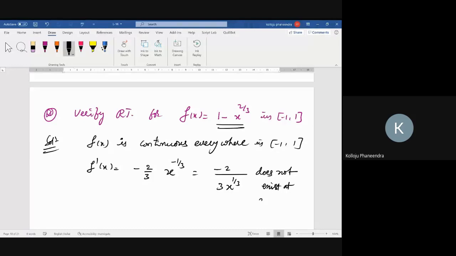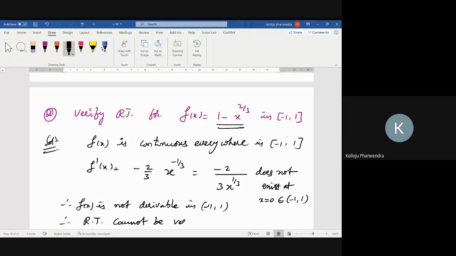at x equal to 0, which belongs to what interval? Open interval minus 1 to 1. Therefore, f of x is not derivable in open minus 1 comma 1. Therefore, Rolle's theorem cannot be verified. So for every problem, verification is not always possible. This is one example where Rolle's theorem cannot be verified.